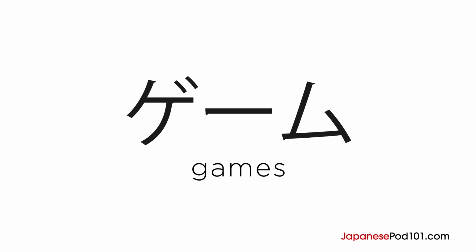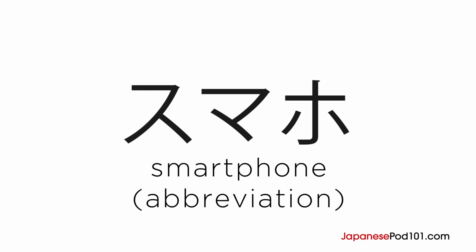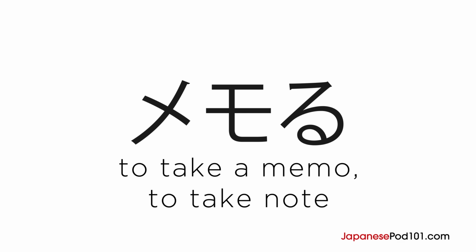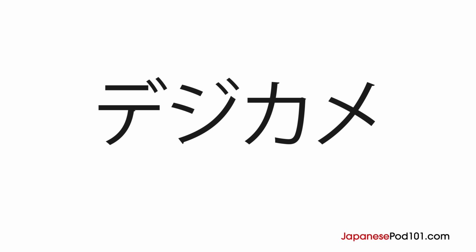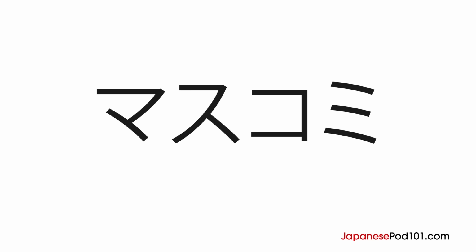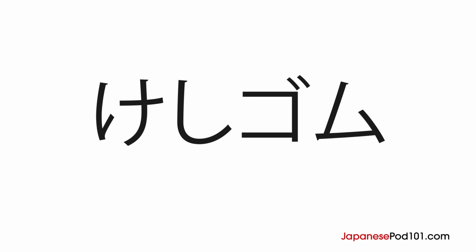Game. This means games, including arcade and video games. Sumaho. Sumaho is the abbreviation and the more common term to refer to a smartphone in Japan. Memoru. This means to take a memo or to take note. Imeji. This actually refers to an illustration as opposed to an actual picture. Dejikame. It means digital camera. Masukomi. Here's another abbreviation that means mass communication or media. Keshigomu. Keshigomu is an eraser. It literally means erasing rubber.